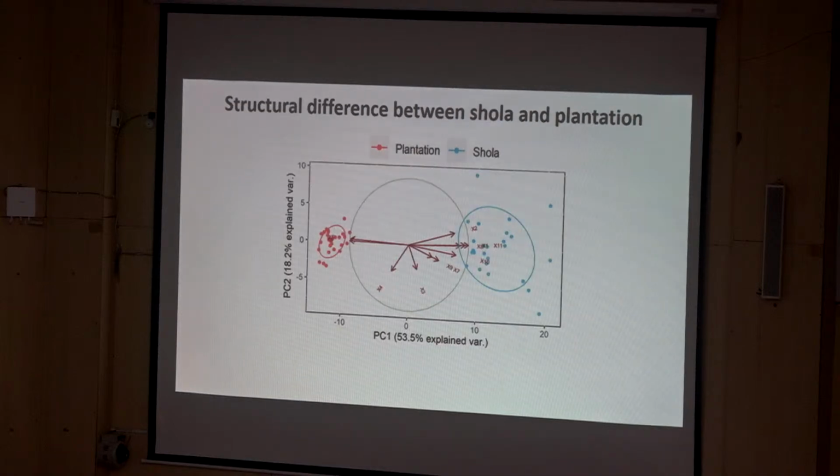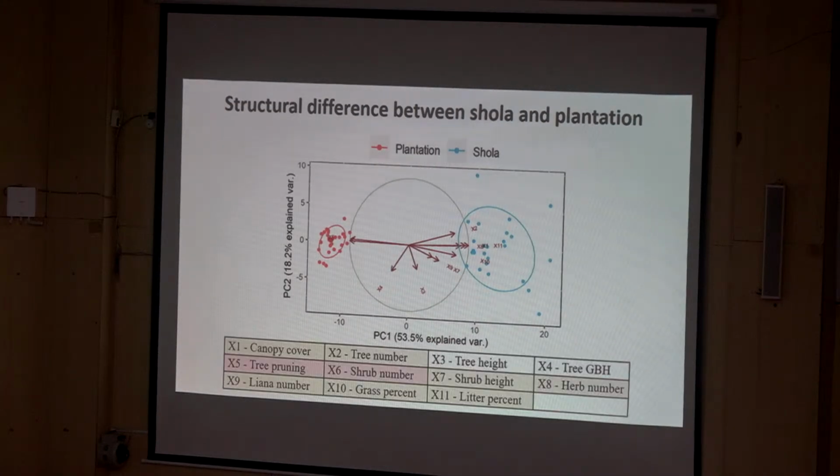The data was analyzed using principal component analysis, and it shows that these two habitats are very different because there is no overlap between the two circles in the graph. The tea plants in the plantation were considered as shrubs, and in the tea plantations there were shade trees which were periodically pruned. So the tea plantation was characterized by high shrub density and tree pruning, and the shola forest was characterized by high canopy cover, high tree number, high herb density, liana number, high grass percentage, and leaf percentage.